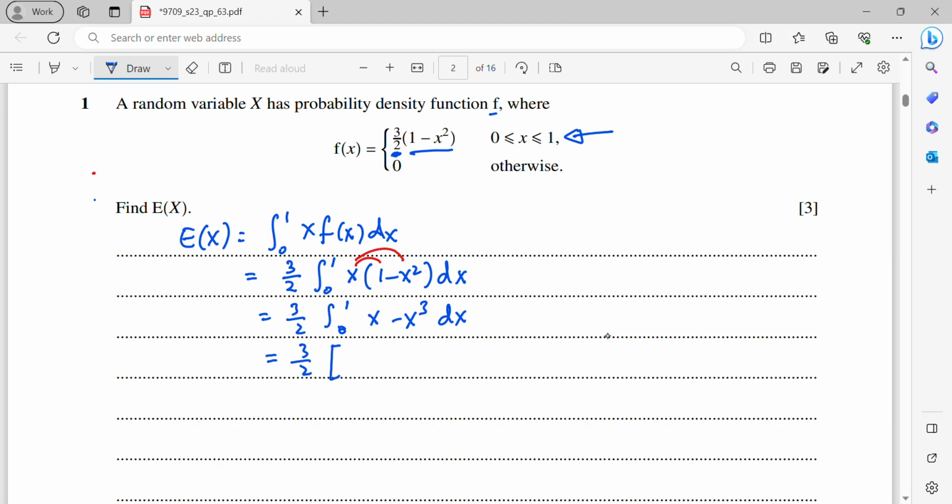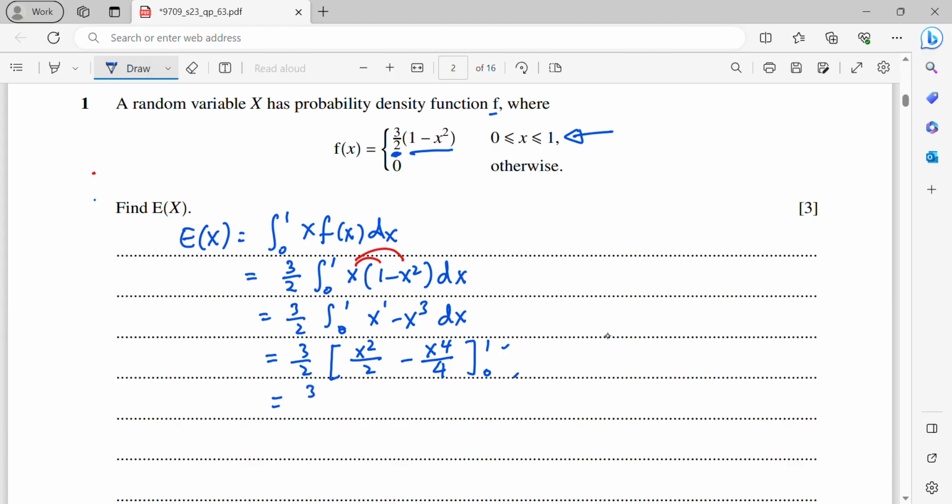So first term, the x with degree 1 becomes x degree 2 over 2 minus, then the x degree 3 becomes x degree 4 over 4, because for the integration we always add 1 degree and over the new degree. Okay, so now after you get this, then just replace the x by 1 first, the upper limit, then minus when it is the lower limit.